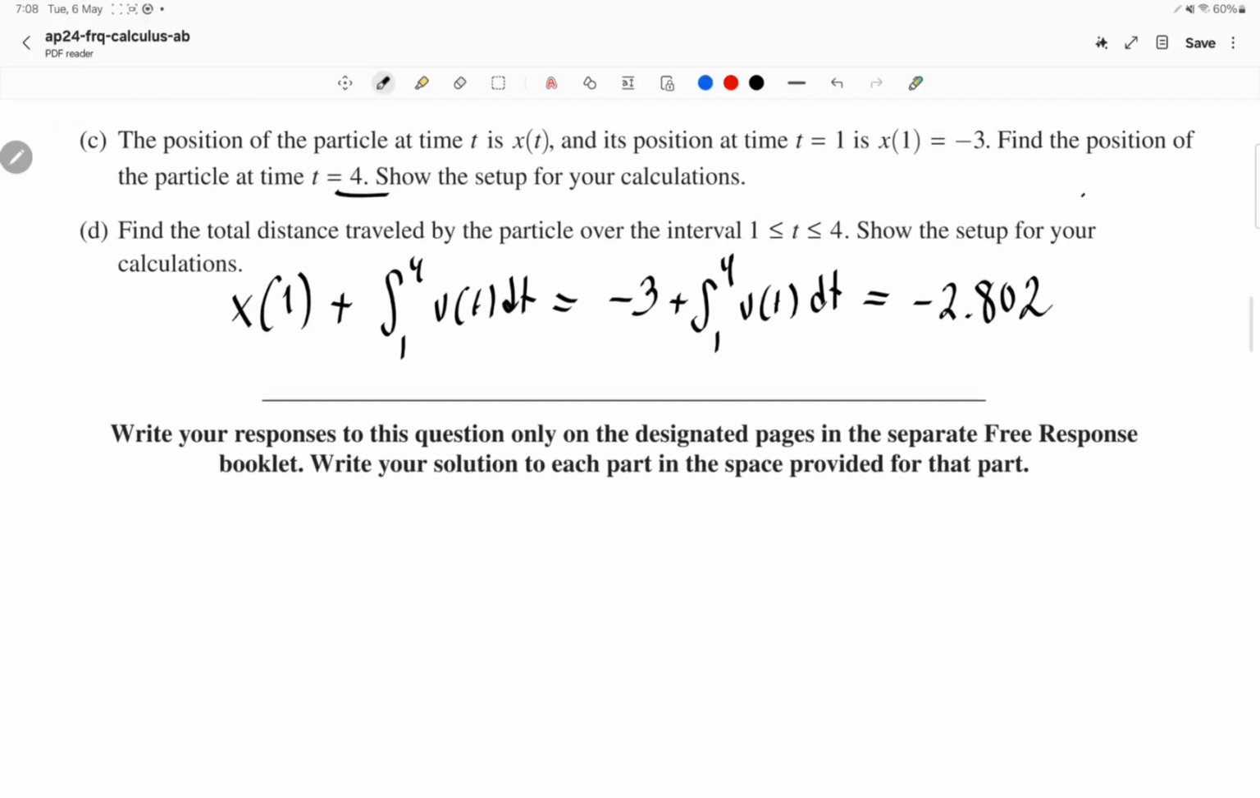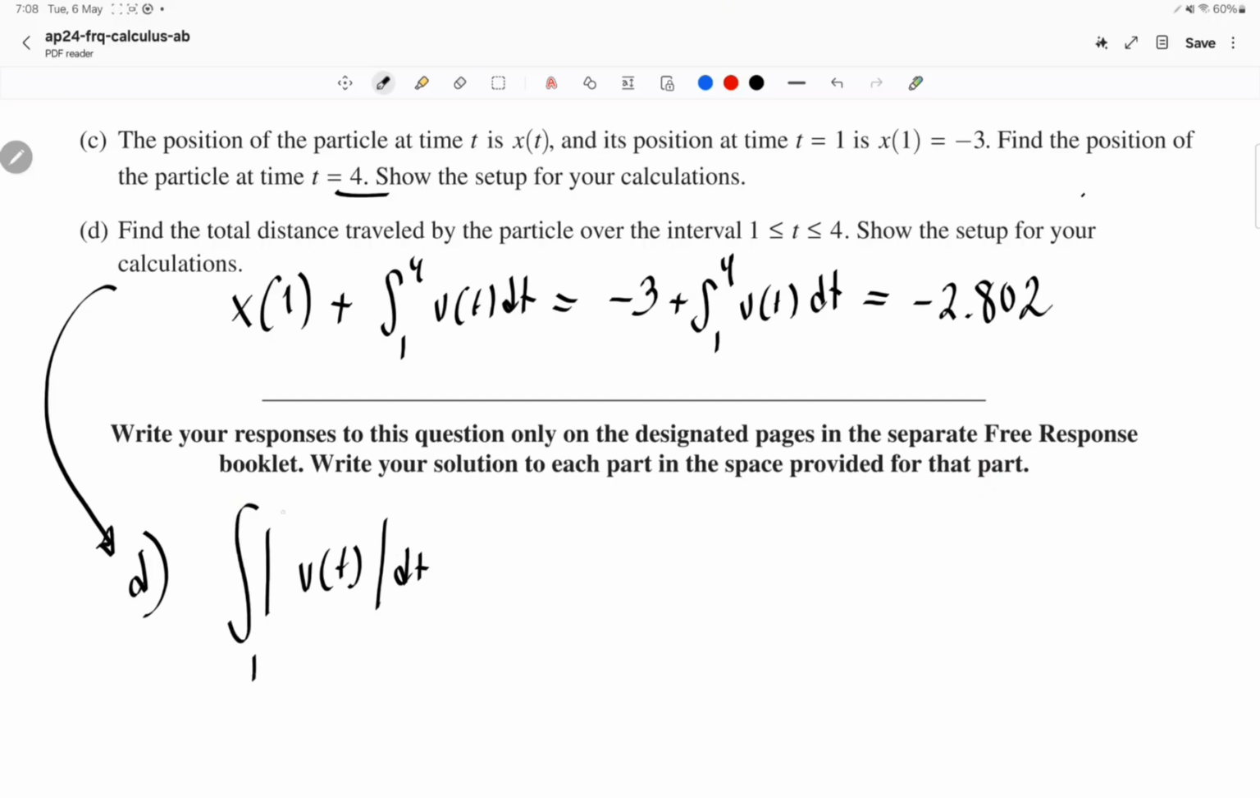Do you know how to find total distance? Of course. How? The absolute value of the velocity. Smart. Absolute value of the velocity. Integration, of course, from 1 to 4. Yes. Let's use Desmos.